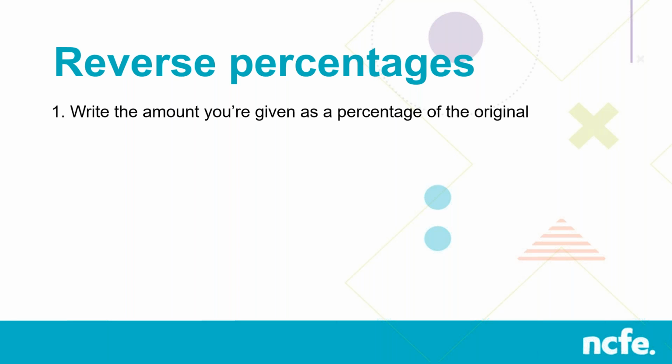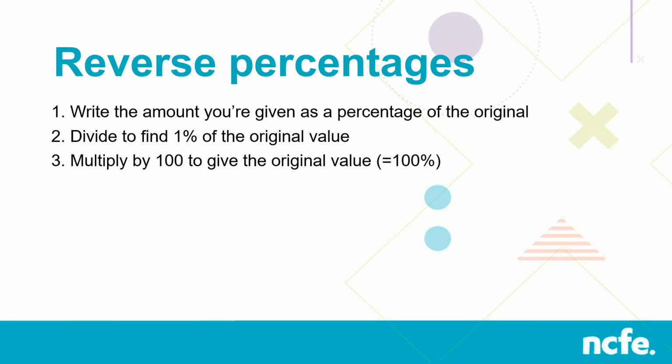1, write the amount you're given as a percentage of the original. 2, divide to find 1% of the original value. 3, multiply by 100 to give the original value. So that gives you the 100% value.